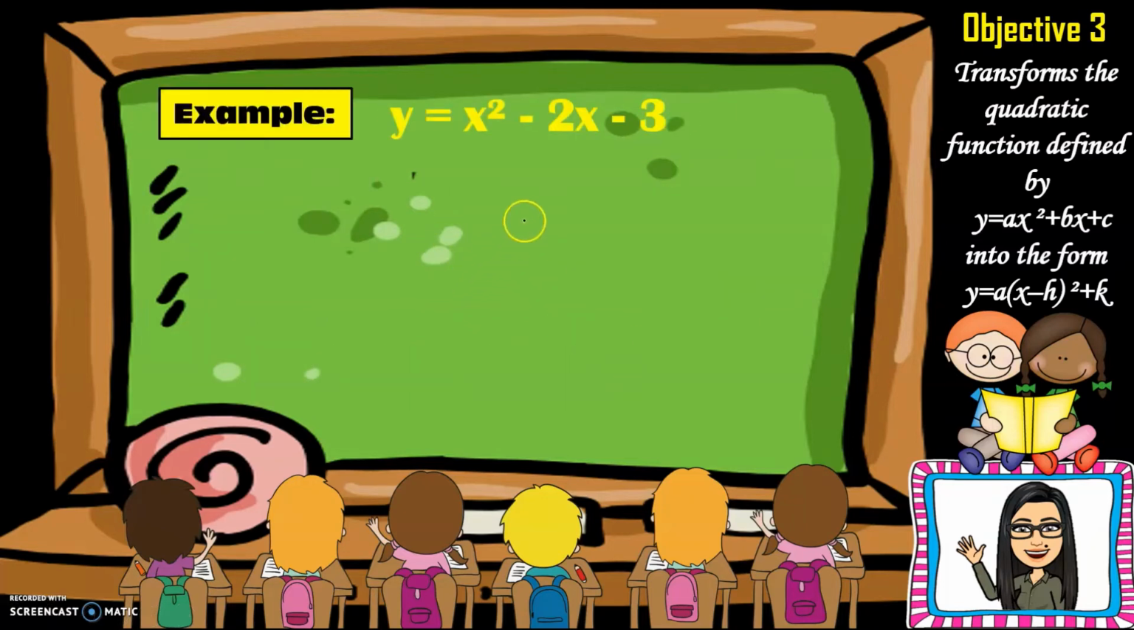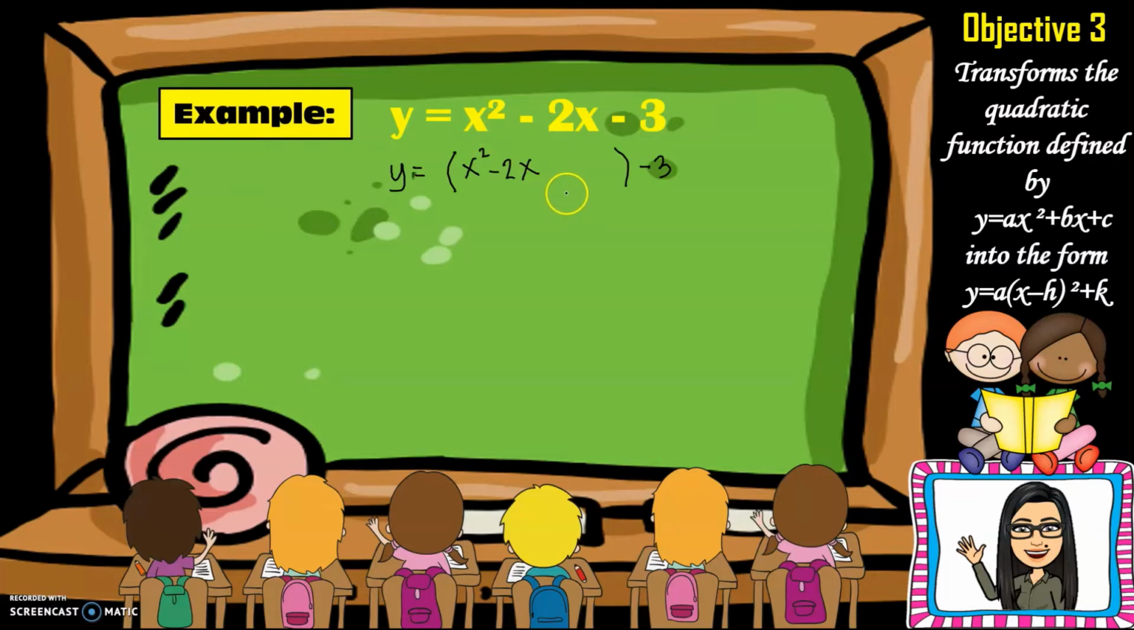By following the first step, we need to group together the terms containing x. So, let's group these terms. So, we have y is equal to x squared minus 2x minus 3. Again, by following the first step, we need to group these terms, the terms containing x. And then, next step.